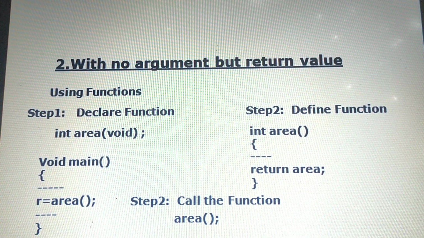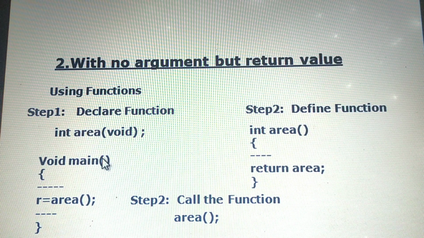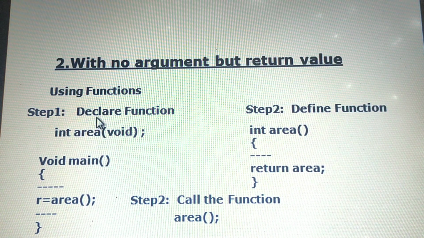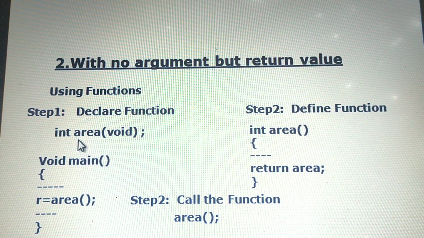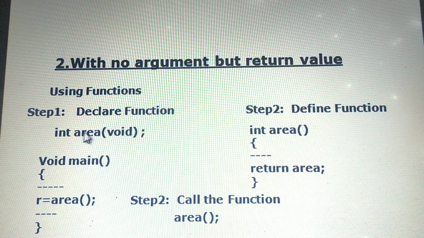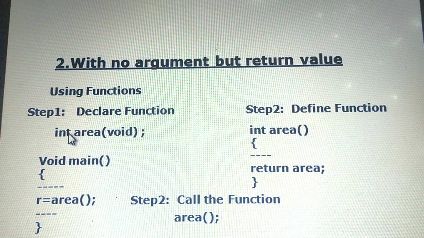Let us discuss the second type of function, with no argument but a return value. While using a function, first we have to declare the function, define the function and call the function. How to declare this type of function? The return type is int, not void. When nothing is returned, the return type is void. But here a return value is there, so the return type is int. If the return value is an integer, the return type is int. If the return value is float, having a decimal point, the return type is float. If the return value is char, the return type is char.